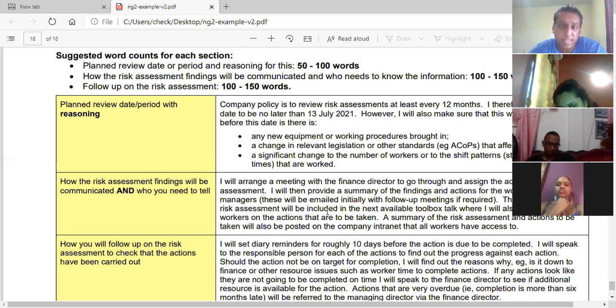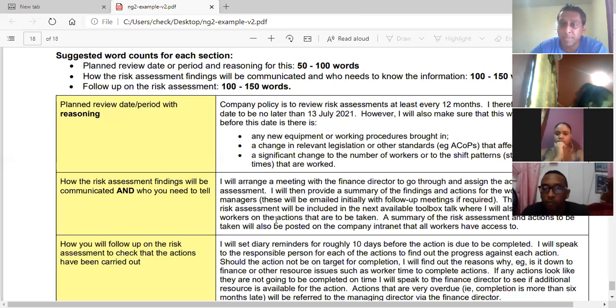The findings of the risk assessments will be included in the next available toolbox talks. So that's obvious, right? That's verbal, where I will also advise the workers on the actions that are to be taken. A summary of the risk assessment and actions to be taken will also be posted on the company's intranet that all workers have access to, right? So pretty much simple. Part 4 is kind of in the bag. You just have to follow through this and you're good to go.